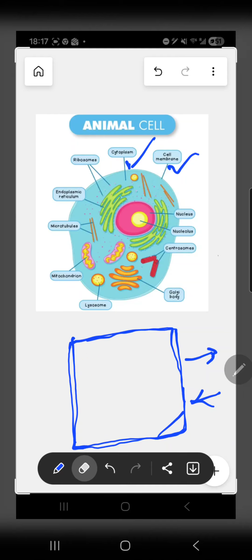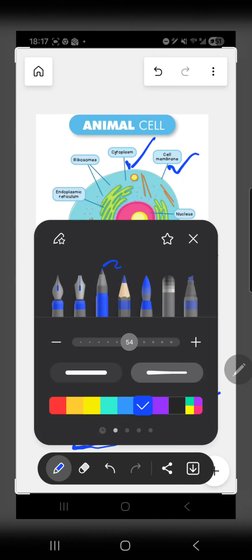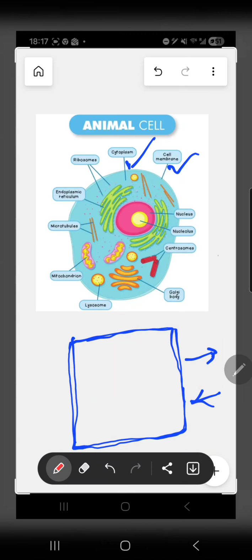For your ease, I'm just removing this so that you can easily understand the other organelles that I'm going to talk about now. Third important organelle is the nucleus inside the cell. So, a nucleus is a large organelle that contains DNA, which is also known as the genetic information. It controls the activities of the cell.